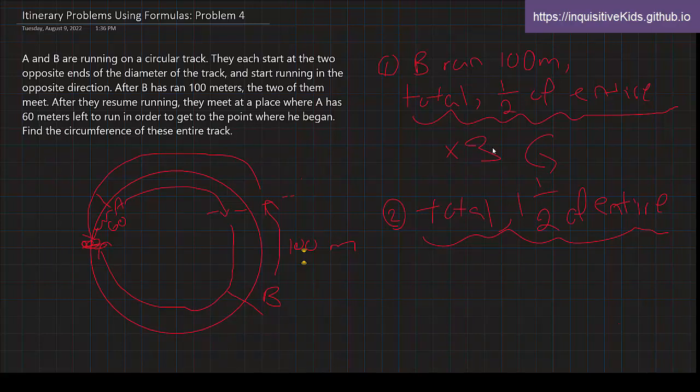So if the total is multiplied by 3, then the amount that B ran also has to be times 3 from the last time, which means B probably ran 300 meters. So if B ran 300 meters the entire time, then this part would be 300 minus 160, which is 140. And if we know that 1/2 of the entire thing is 240, then the total would be 480. So the circumference of this entire track would be 480 meters. That's our final answer.